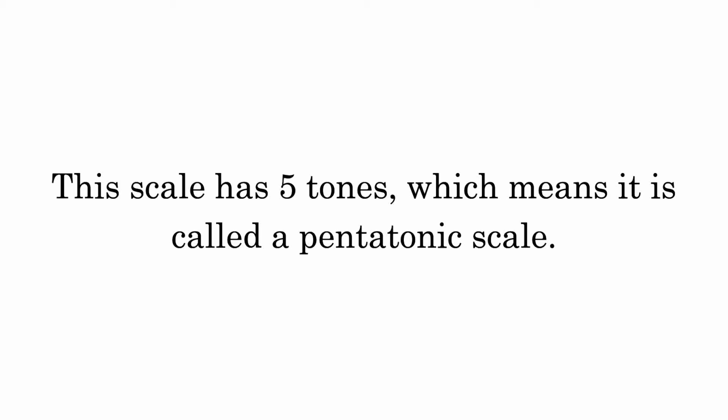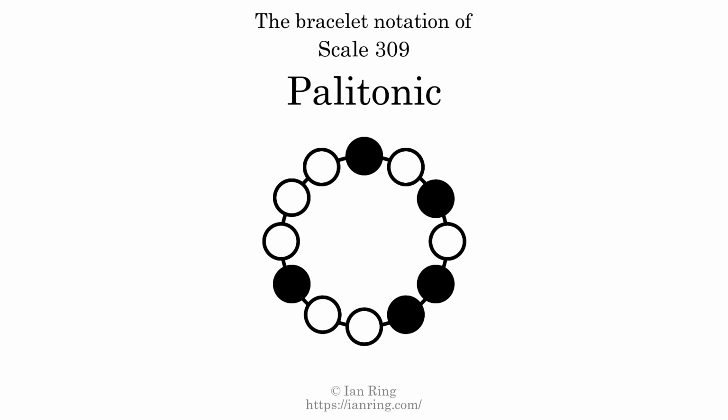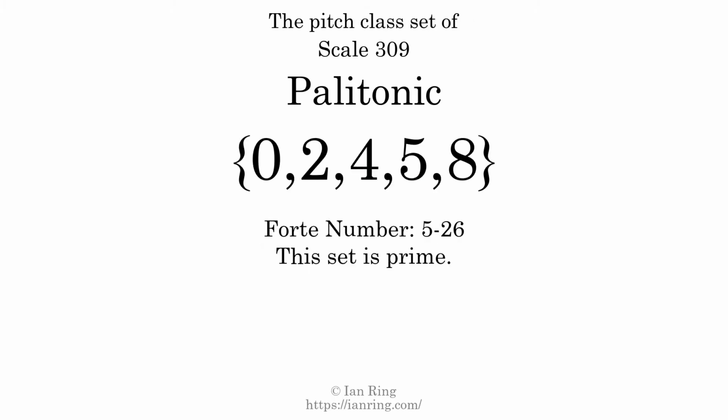This scale has 5 tones, which means it is called a pentatonic scale. This is a bracelet notation diagram of scale 309. The shaded circles represent tones that appear in the scale, and they are read clockwise, starting at the top. The pitch class set for this scale is 0, 2, 4, 5, 8.